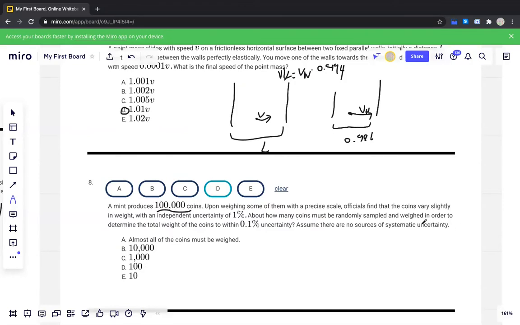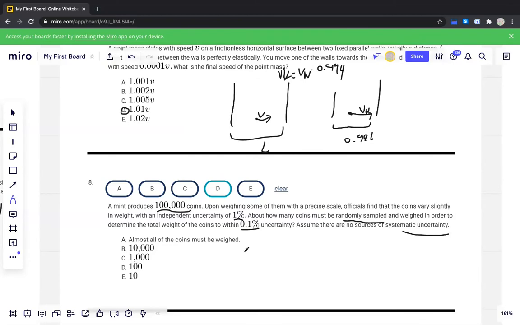For problem 8, we have a mint produces 100,000 coins. Upon weighing some of them, we find that the coins vary slightly in weight with the independent uncertainty of 1%. We need to find how many coins must be randomly sampled and weighed so that the total uncertainty is 0.1%. And there's no other errors.